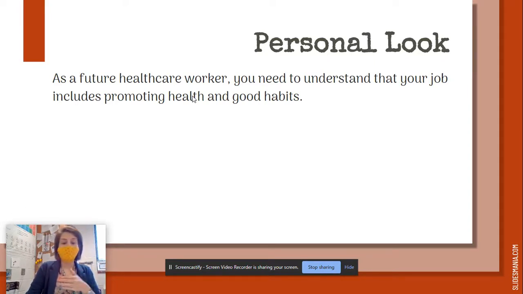Okay. So as a future healthcare worker, you have to understand that your job includes to promote health and good habits. Okay. Regardless of where you're in, you could even talk about dentists as well. You have to understand that you as a professional have to promote this. Okay, so you can't be doing one thing and telling your patients to do another. Okay, they're going to see you as a hypocrite and they're not going to want to come back to you. Okay, so you have to make sure that what you tell them is what you're doing in your own personal life. So don't tell your patients, sorry, you can't smoke anymore because that's bad for your health. And then when they leave the clinic, they see you out taking a smoke break. Okay, you can't do that. So you have to make sure that you are reflecting what you're teaching your patients.